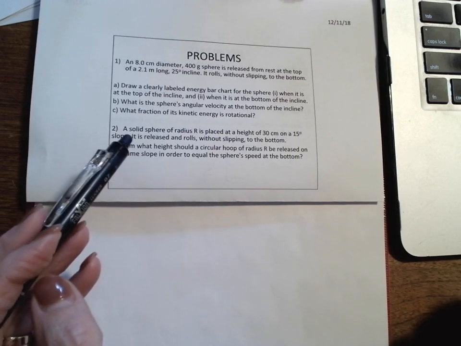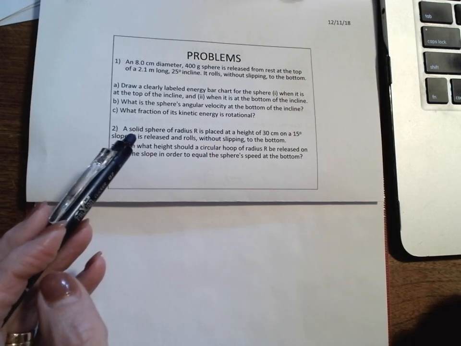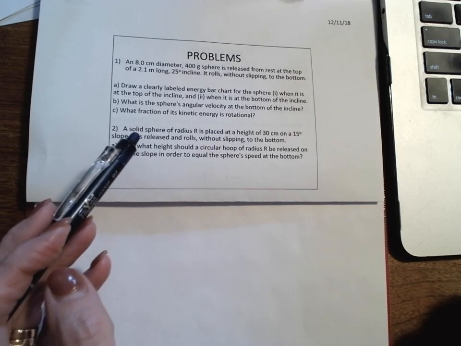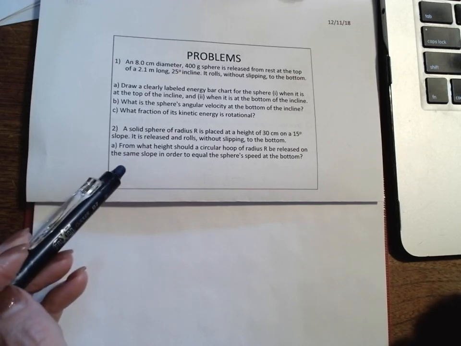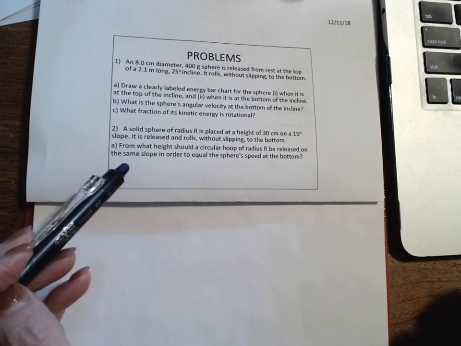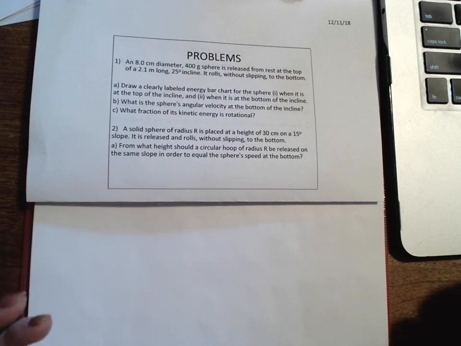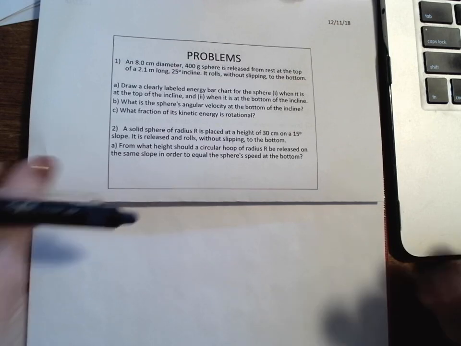So it looks like we have a sphere, and if you remember from class, the sphere won the race every time. So we're going to find the velocity for the sphere, and then we're going to use that to find a different height, a higher height, that we can release the hoop from to achieve the same speed as the sphere.